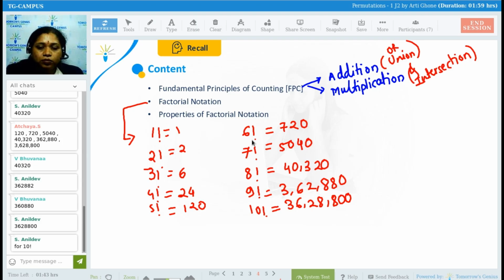Okay, so remember this table as in how we are remembering the tables for the lower standards. We are remembering a multiplication table. Now your grades are upgraded, so you have to remember the factorials, at least up to 10 factorial. That will be beneficial to you to have quick calculations. So this is about the factorial notation which we need to recall.